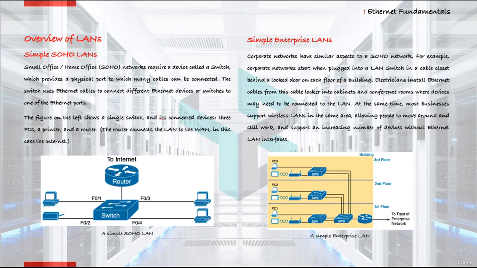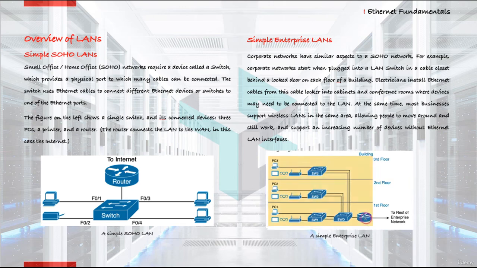Now let's look at the enterprise. As you can see in the figure here, the corporate network is a little different. Here we have first, second and third floors. First of all, a router to connect to the internet, then the distribution switch. The switch on each floor connects to the distribution switch. The cable from the third floor comes to the distribution switch. The cable from the second floor comes to the distribution switch again. The first floor comes here like this.